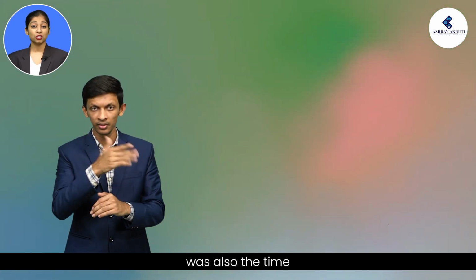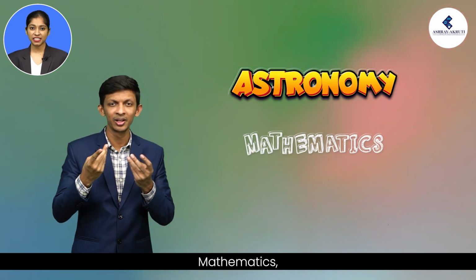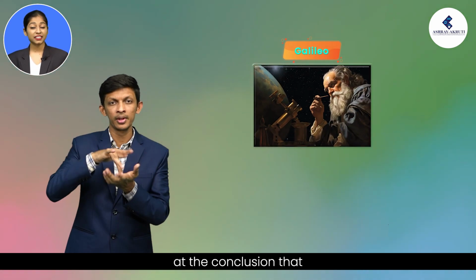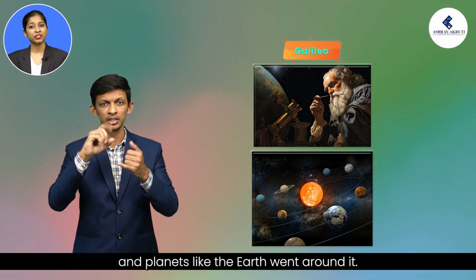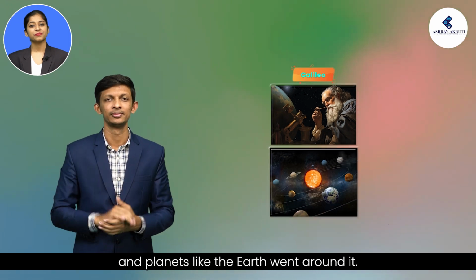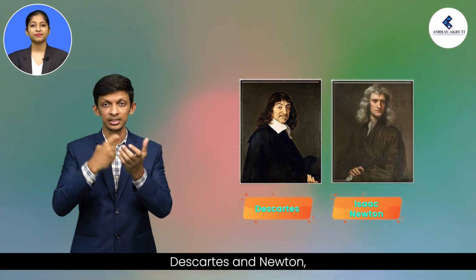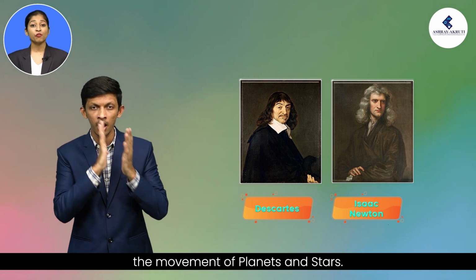The early modern period was also the time when major advances were made in science, especially astronomy, mathematics, philosophy, etc. After years of hard work, great scientists like Galileo arrived at the conclusion that the sun was at the center of the solar system and planets like the earth went around it. Great mathematicians like Nilakanta Somayaji, Descartes, and Newton developed new methods for studying the movement of planets and stars.